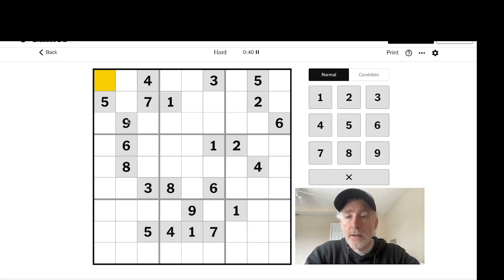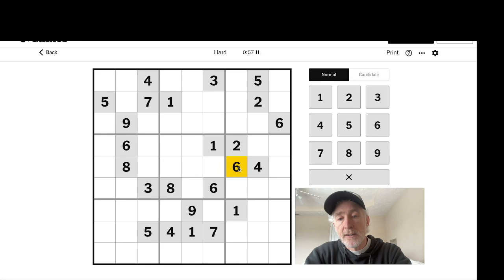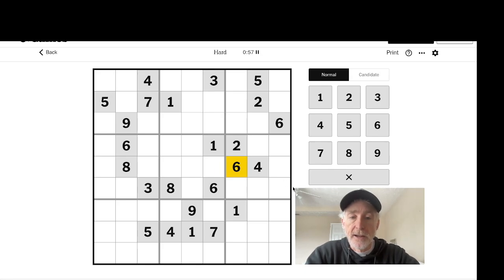Let's see. I usually just like to start and see what's out there. I don't really go in any kind of order. So right here, I see a 6 here and a 6 here and a 6 here, all looking into box number 6. So the only place for 6 here is right there. So I'm going to place that.